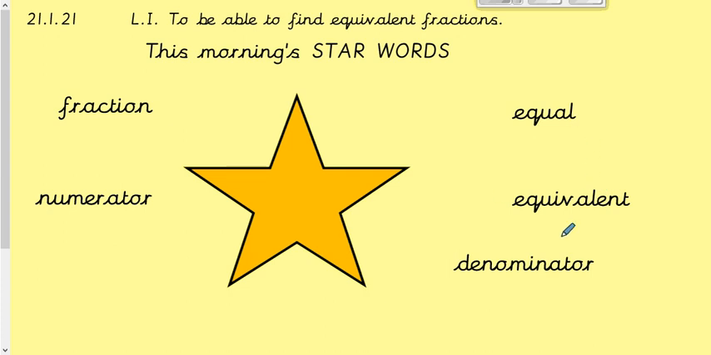If something's equivalent to something else, it means it's equal, okay? So it's just a different way of saying it. Equivalent looks like a big fancy word, but it just means it's either the same or it's equal, okay? And today we're looking at equivalent fractions, so we're looking at different fractions which have the same value, okay?